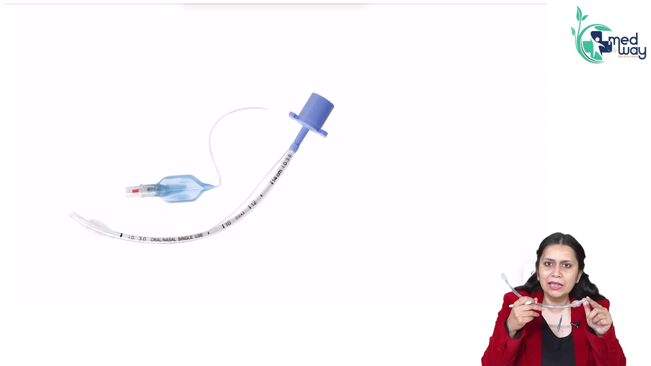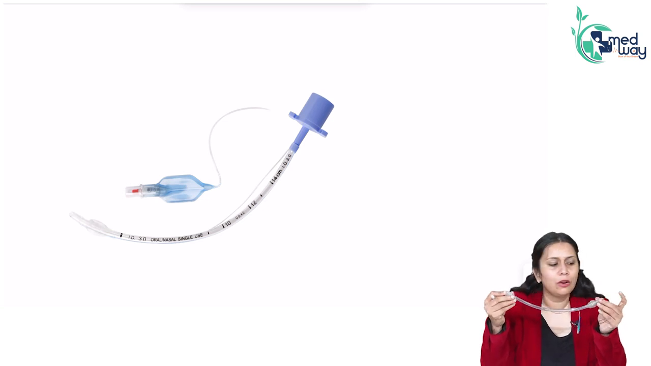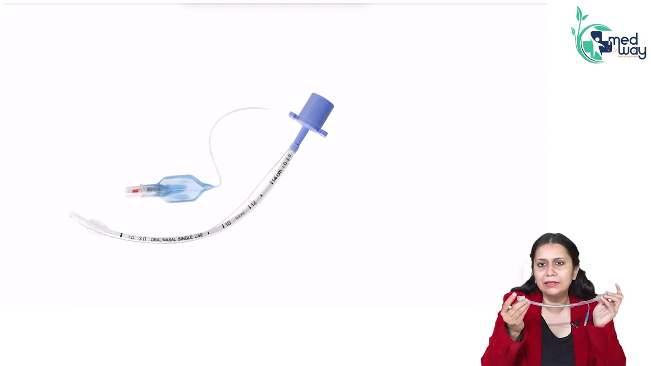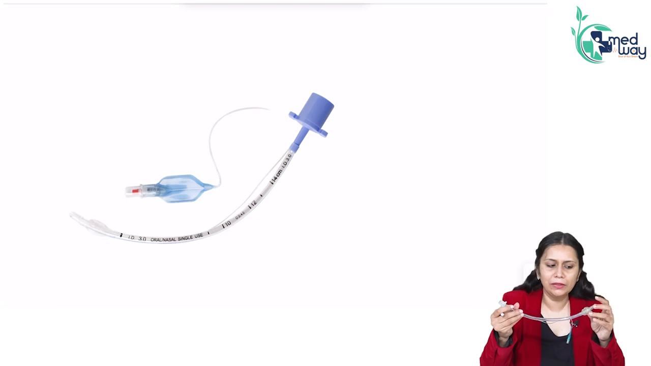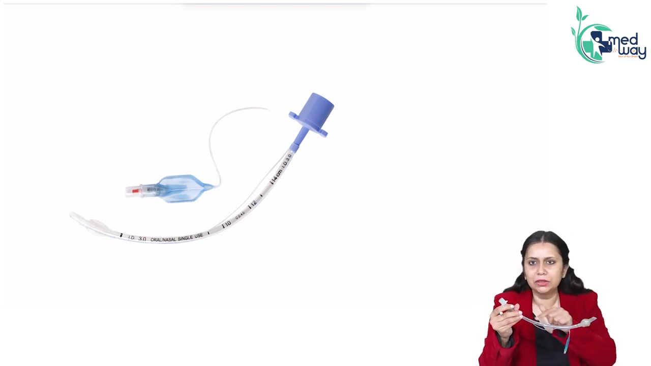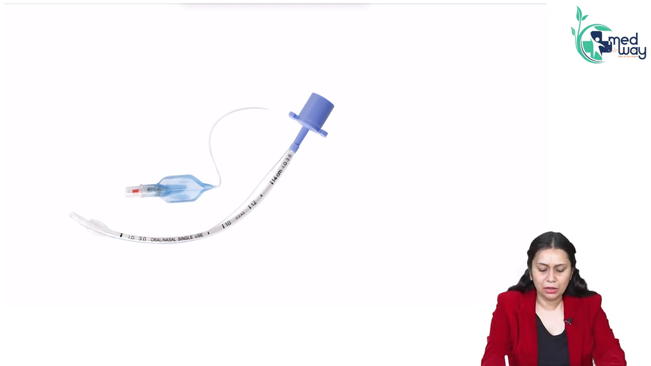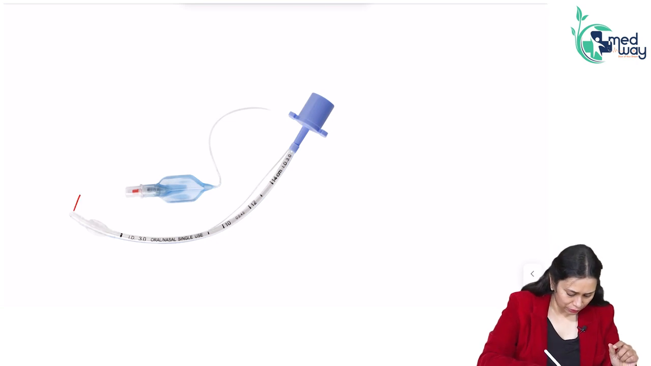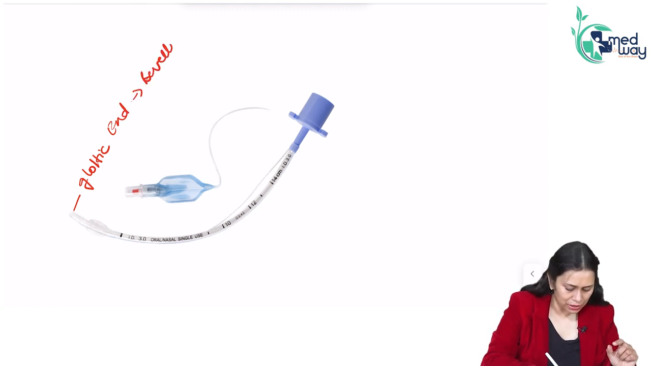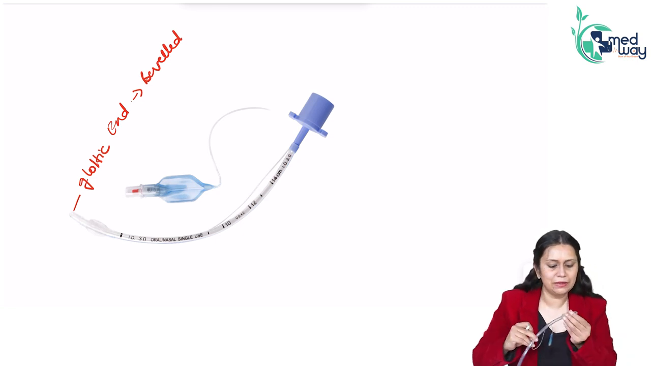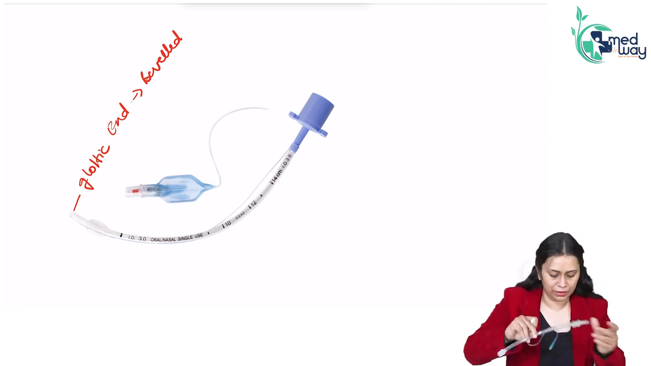It has two ends, definitely. One end will go in the glottis; this is called the glottic end, and this end is attached to the circuit; this is called the circuit end. I will go from the glottic end towards the circuit end. So this is the glottic end, and the glottic end of the endotracheal tube is beveled. As you can see, it is beveled.